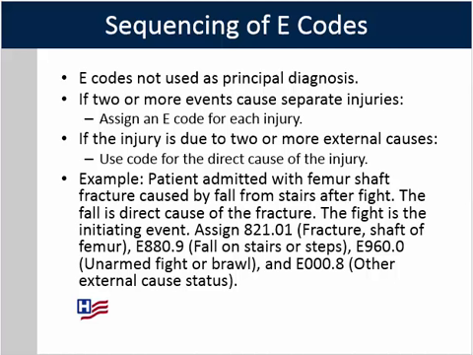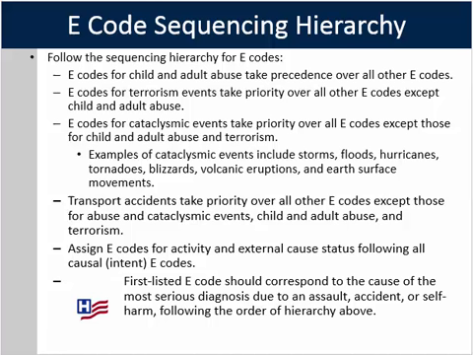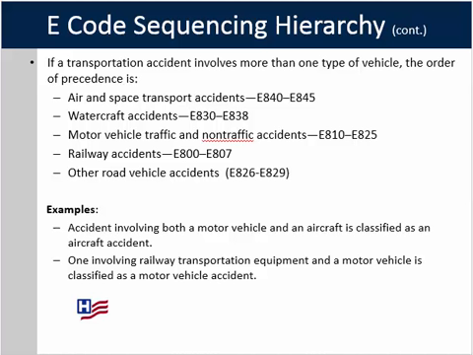Look at the examples shown here, and also take a few minutes to review the other examples provided in your textbook. Listed here and in your textbook, you see the sequencing hierarchy you should follow. For instance, abuse takes precedence over all other E-codes, and so on. When a transportation accident involves more than one type of vehicle, there is an order of precedence as you see here. This information can also be found in your code book at the beginning of the section for transportation accidents. No general rule governs priority for other E-codes. Be sure to follow exclusion notes carefully.